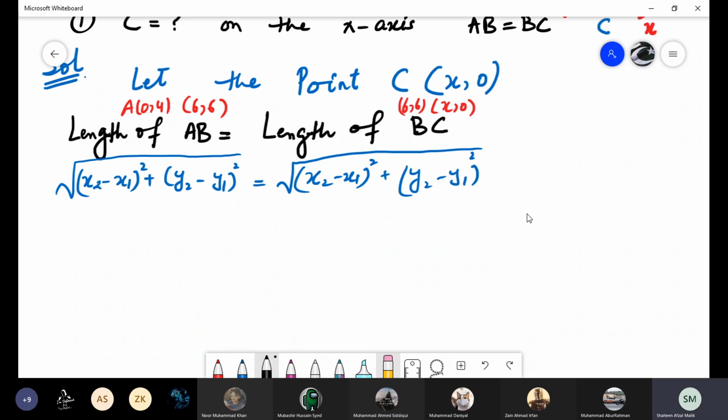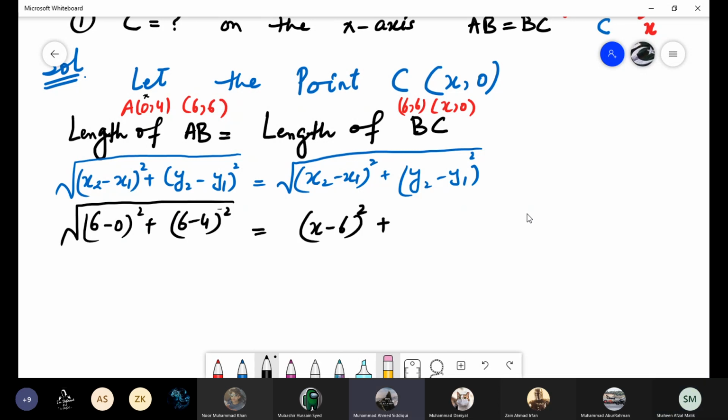Yes, beta. Continue. Substitute the values. For AB: x2 is 6, 6 minus 0 square plus y2 minus y1, 6 minus 4 square, and square root of that. After that, on the right side we have x minus 6 and 0 minus 6 square. Can we remove the square root from both sides? Yes. How? By taking the square on both sides.